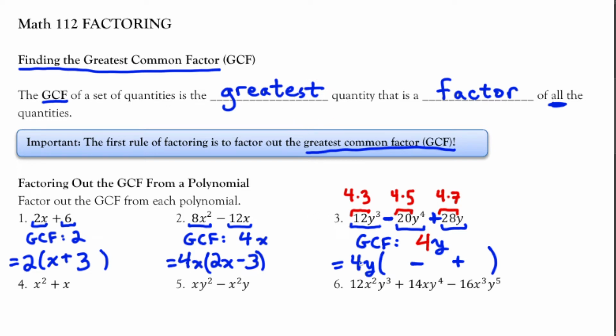When I take 4 out of 12, there's a 3 left. And when I take just one of the y's out of y cubed, there's 2 y's left. So I will have 3y squared.